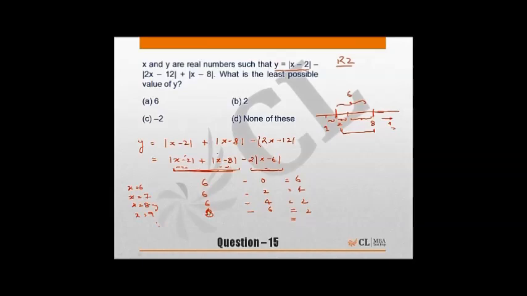The reason is, for every x beyond 8, each one of them will keep increasing by 1, and this will also increase by 1 into 2, 2. So this will be here. But what if we go in the other direction?